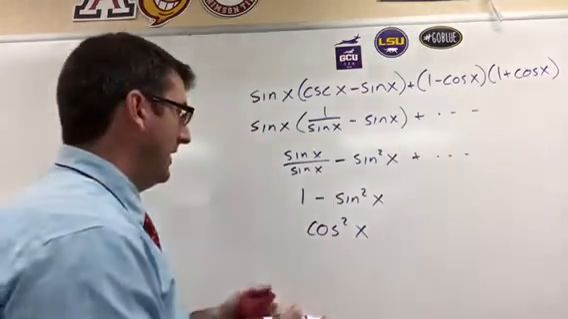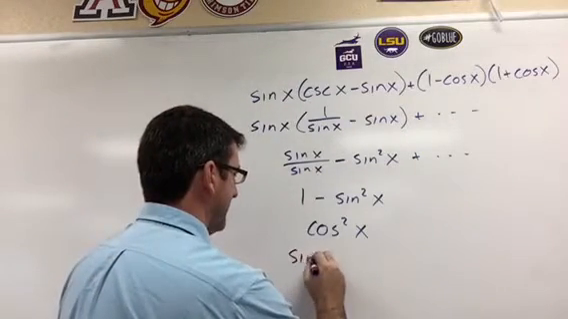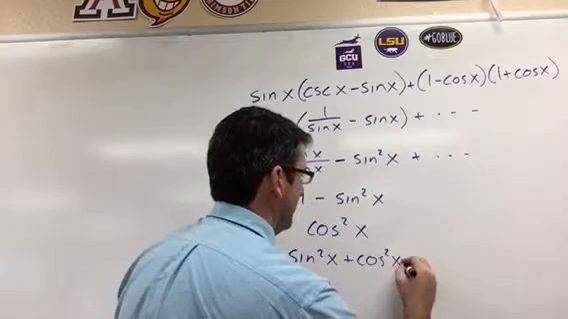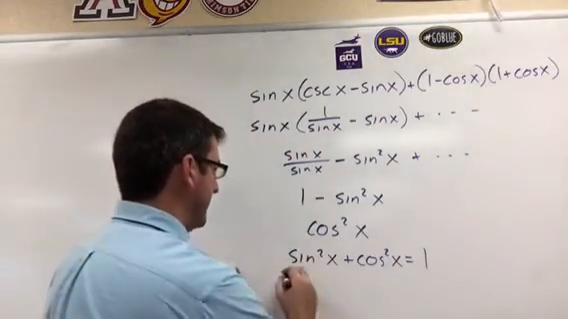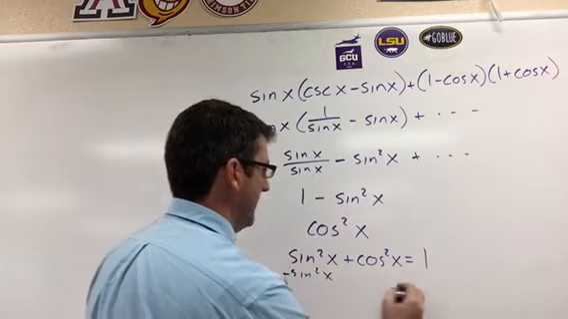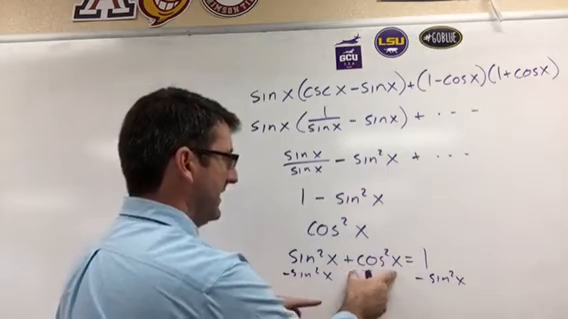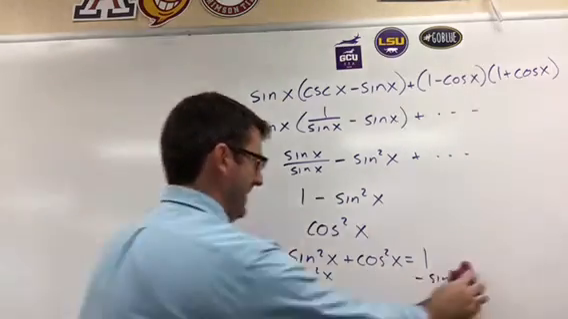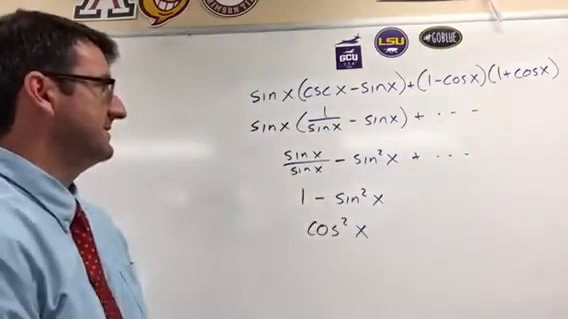Because remember, one of our Pythagorean identities was sine squared plus cosine squared equals 1. And if we subtracted sine squared from both sides, we'd get cosine squared x equals 1 minus sine squared x. And that's what we've got here. So we've got cosine x is how this simplifies.